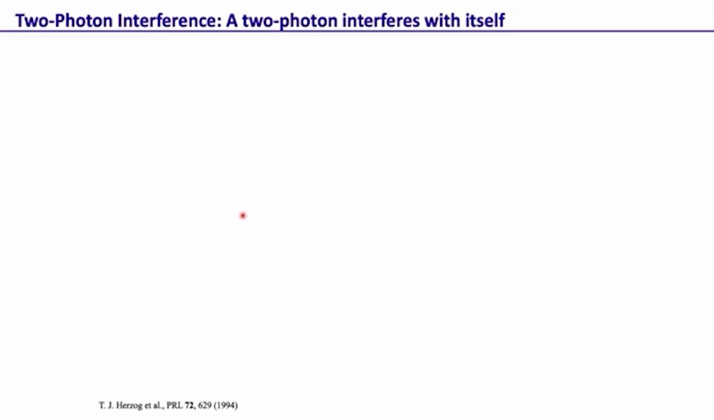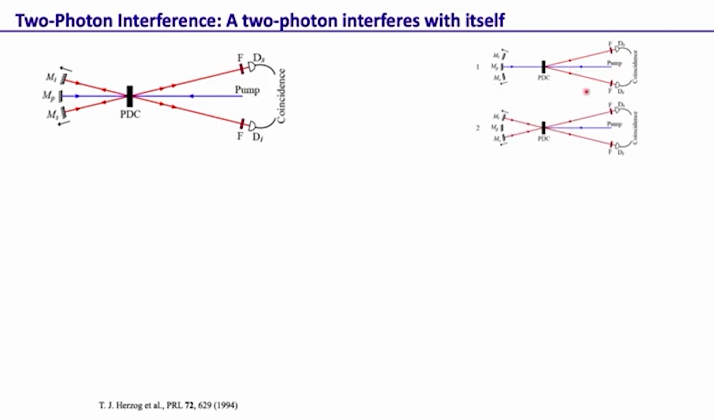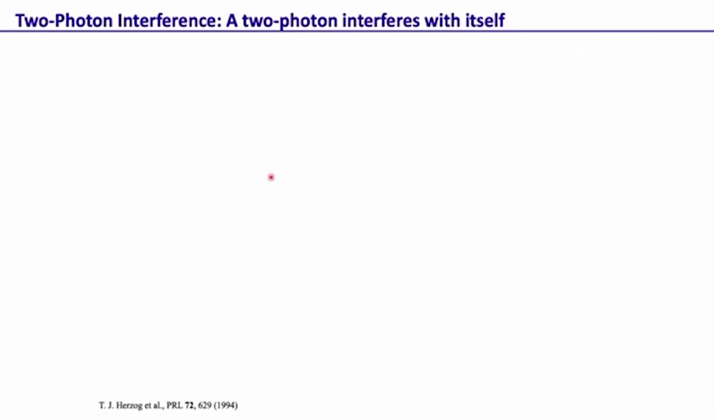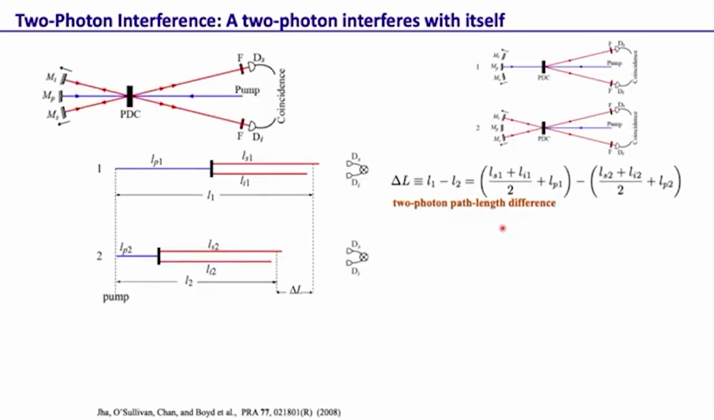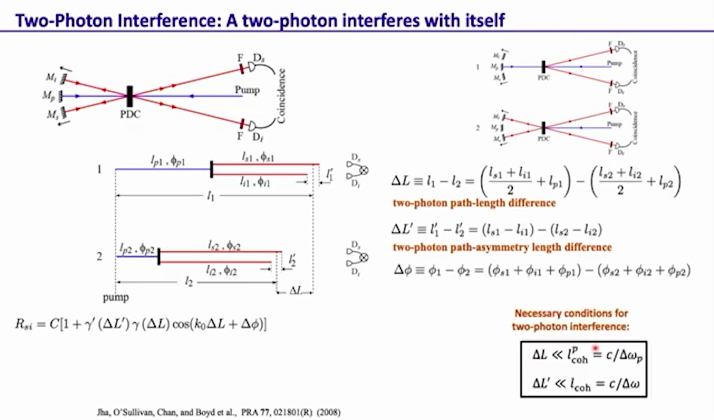So let's go very quickly through the two photon interference expression we derived. This we took as the generic two photon interference experiment. These were the two alternative ways in which we can have coincidence detection, and then we used these length parameters for defining delta L, which we can call the two photon path length difference. We also define delta L prime, which we can call the two photon path asymmetry length difference, and we put all these phases together to define delta phi, and this was the expression for the two photon coincidence count rate that we derived, and correspondingly we had two necessary conditions for two photon interference.